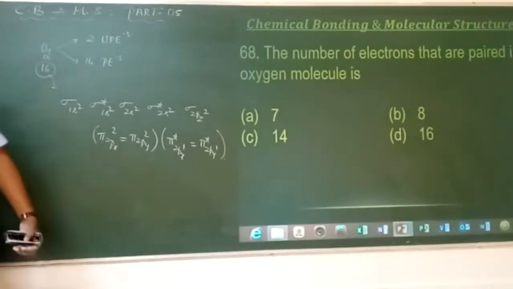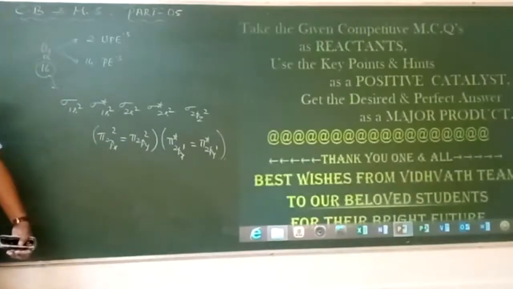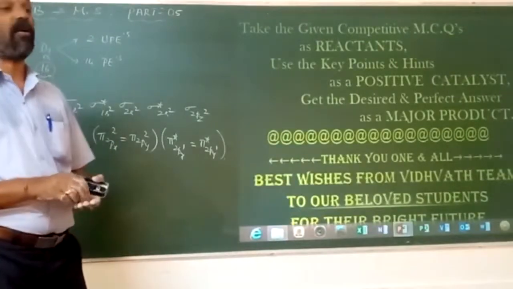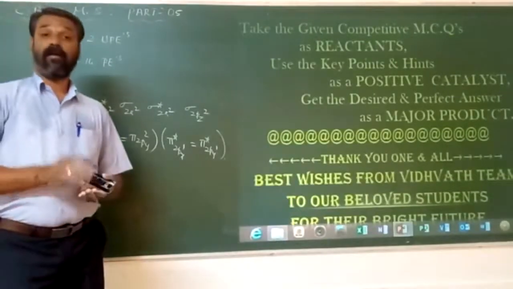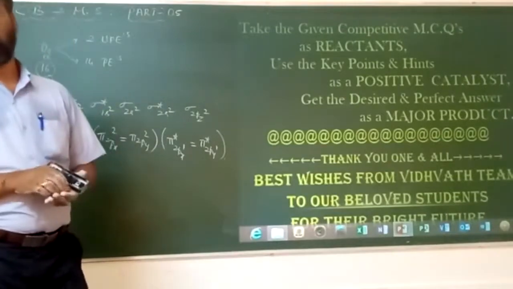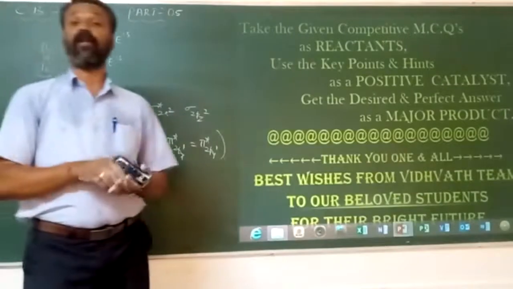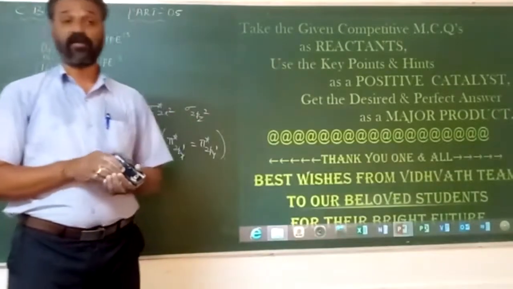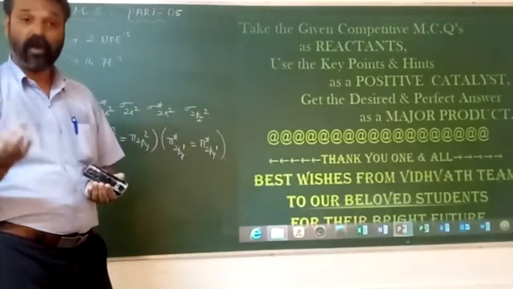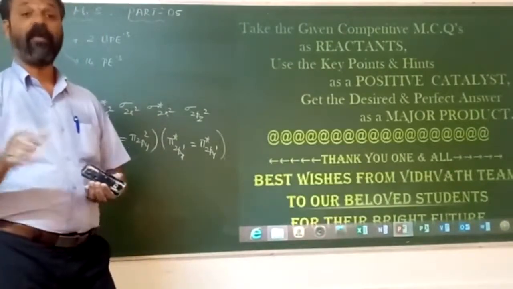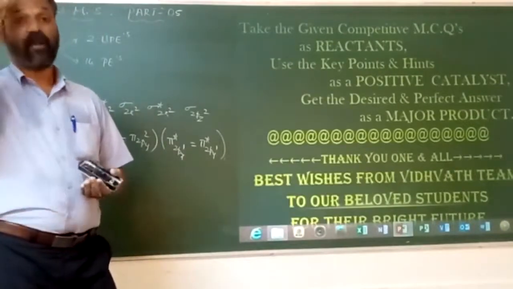So I think I have discussed the major concepts in all of chemical bonding and molecular structure. That is, we have discussed the 6 different types of chemical bonds: ionic bond, covalent bond, coordinate bond, hydrogen bond, metallic bond, and finally the van der Waals bond.